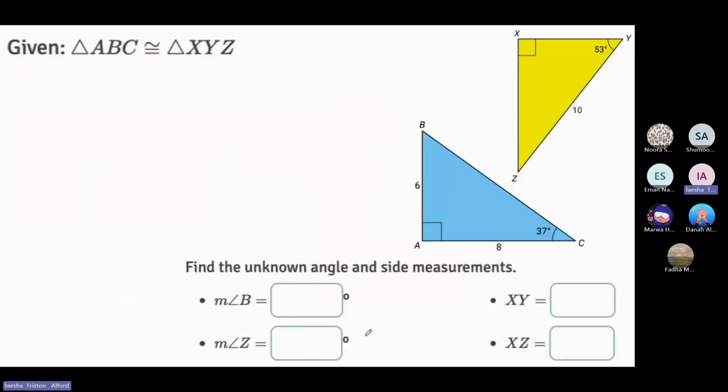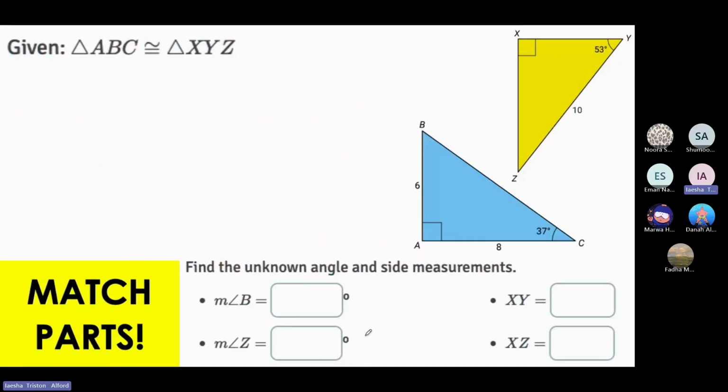All right, so that was 1, 2, 3, 4. Number 6 is about finding the angles and the side measures. So remember how we did this one in class? The first thing we want to do is match. How do we know what is matching?